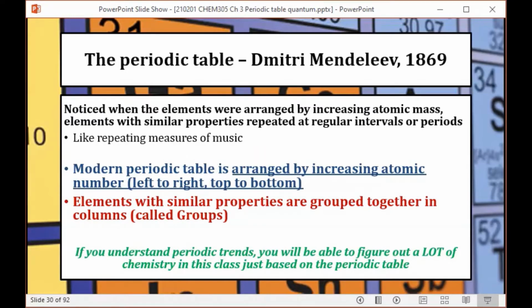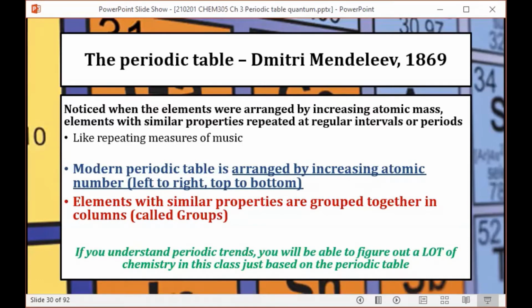This is kind of like repeating measures of music. If every 4 measures of music, a part of the melody repeats, this is kind of like what the periodic table does. Every 8 to 14 to 16 elements along the line, when they're lined up by increasing atomic mass, you get this repetition of properties related to that element.